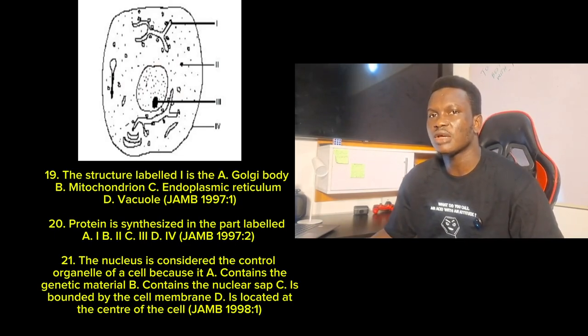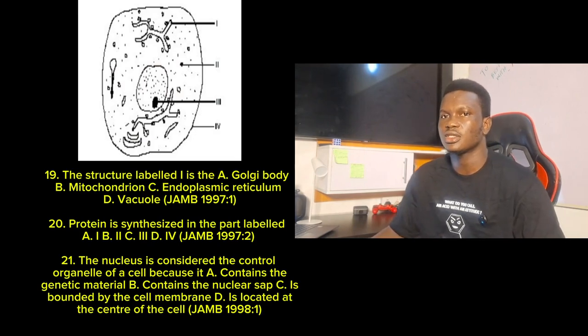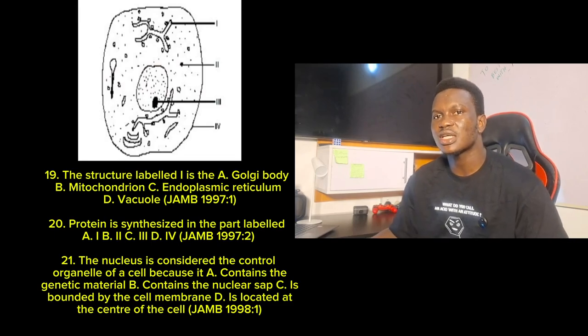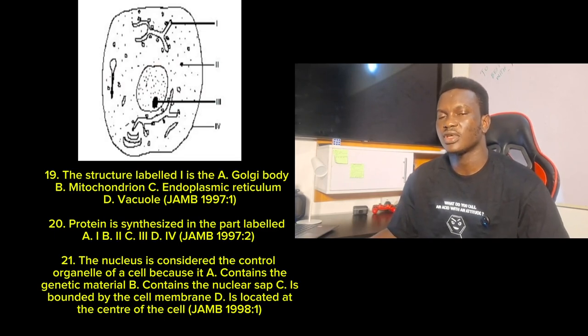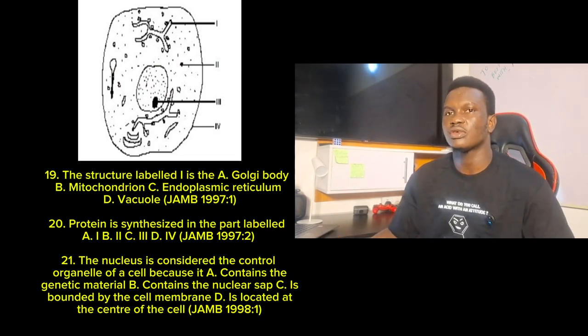So it's not about its location. It's a control center because it determines a whole lot of things that happen within the cell. There's a blueprint of life that every organism carries, and that is the DNA. And this DNA is present inside the nucleus. That is why we say everything about our life is being controlled by the nucleus. So let me stop here at question 21, so you can try to solve the rest of the questions.